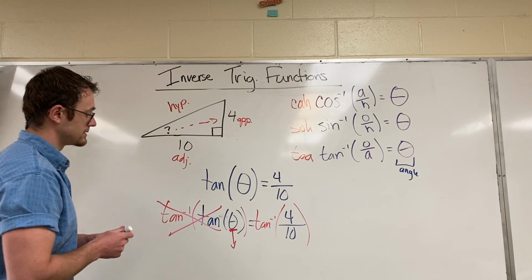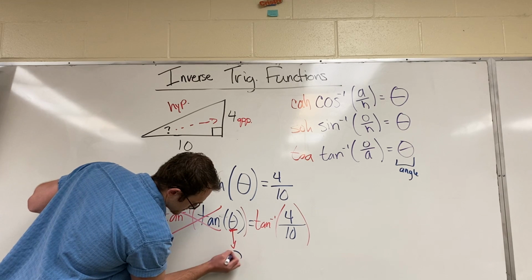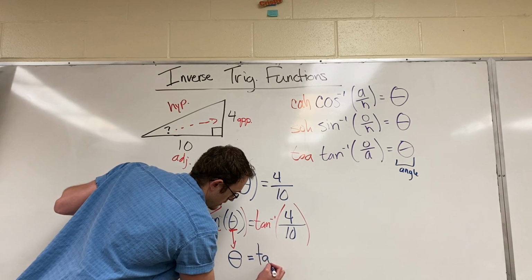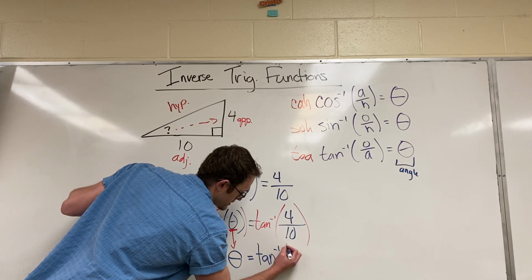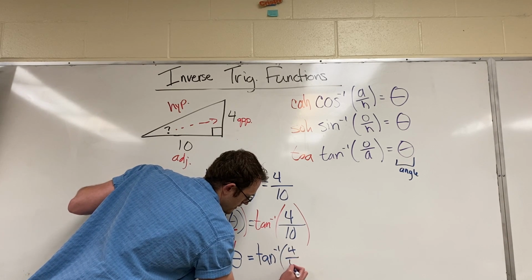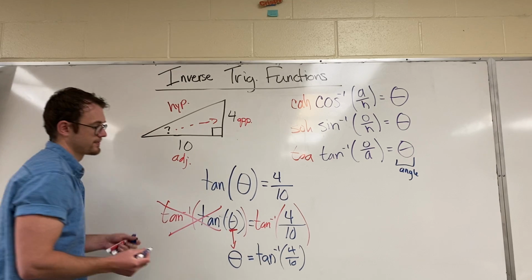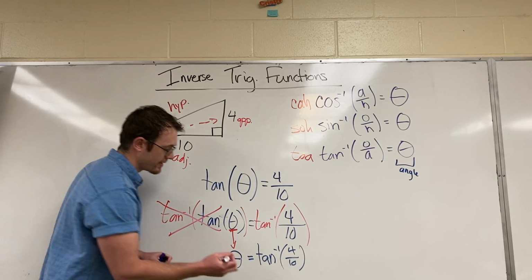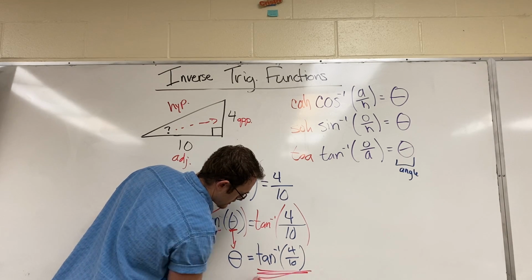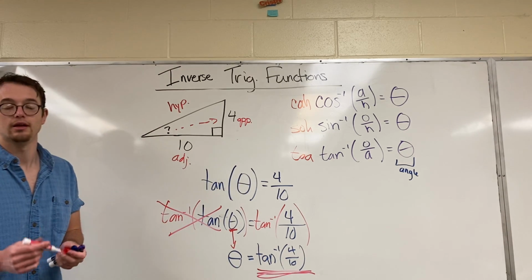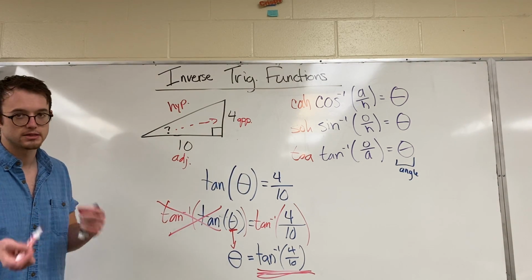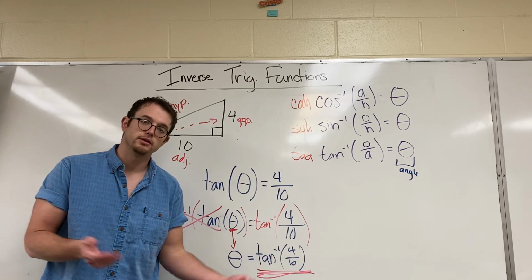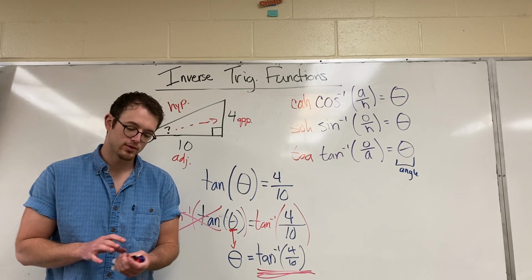All right, and I will get theta equals tangent inverse of 4/10. Now all you do is you type this into the calculator and round to 2 decimals, to my students, because I'm telling you to round 2 decimals, and you answer in degrees. That's your answer. That's the answer you type in on Google form. All right.